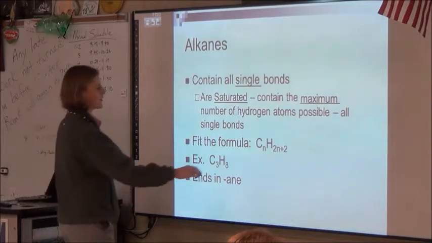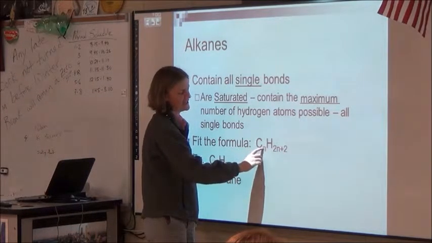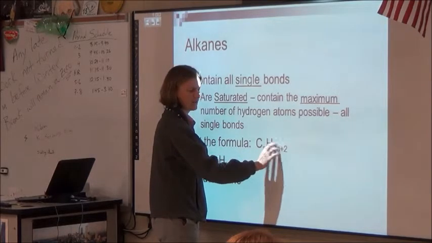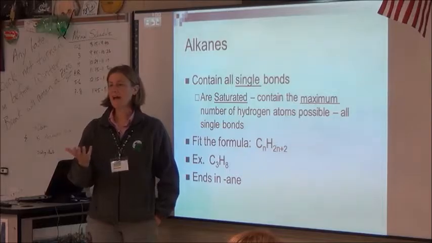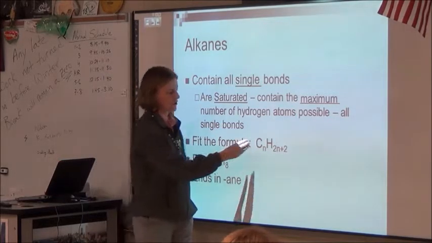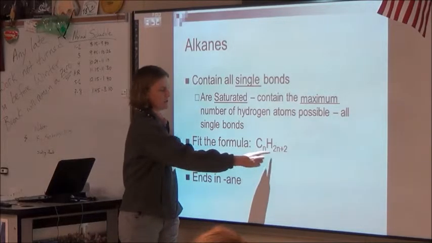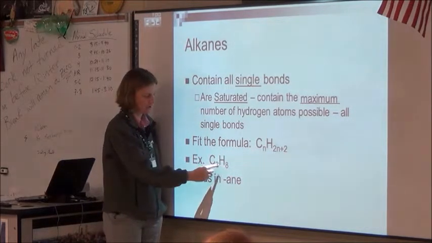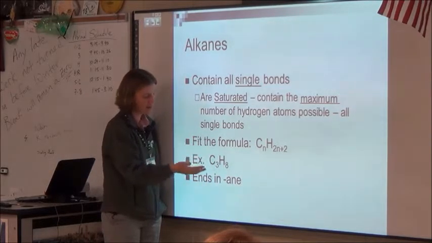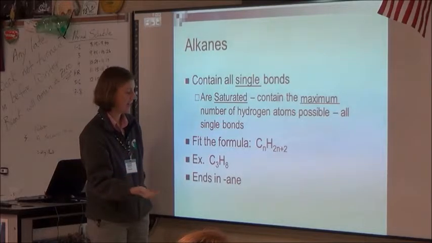They fit this formula, whatever that means, CnH2n plus 2. Okay, what does that mean? When you're looking at a hydrocarbon, you're going to look at the number of carbons and the number of hydrogens. You're always going to double the number of carbons. Okay, so here's an example, C3H8. I'm trying to figure out, is this an alkane, maybe an alkene, or an alkyne?